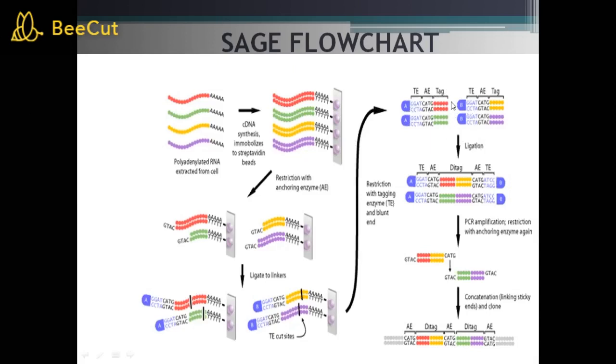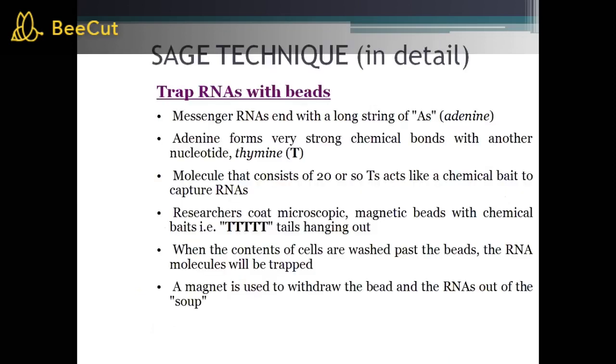Such fragments we will get. Then after ligation of these two tags, we have to use the ligase enzyme, so ditags will be formed. Then we have to carry out the PCR amplification, followed by restriction digestion with the anchoring enzyme again, so that we can get only the ditag sequence. Then after that, concatenation is there. That means we have to form a long molecule and clone it.